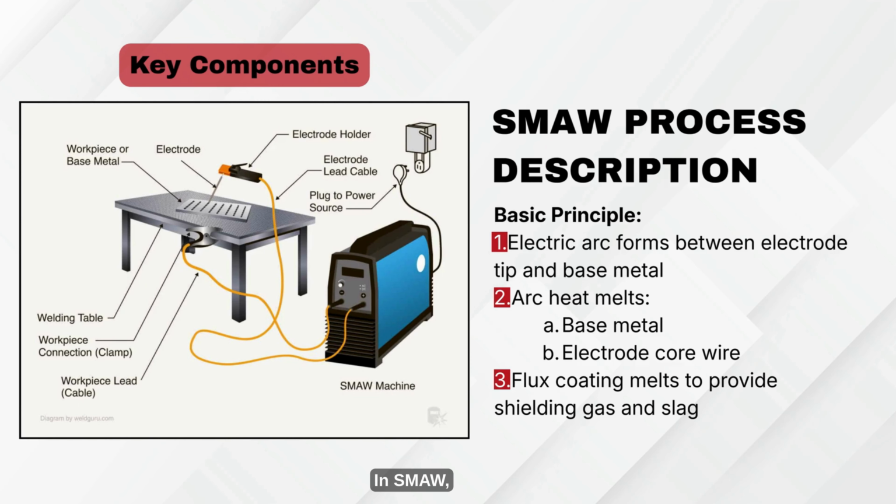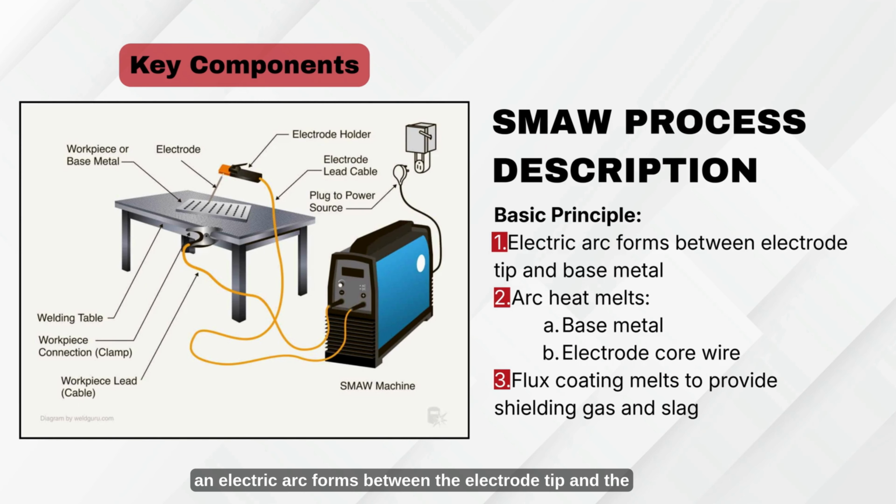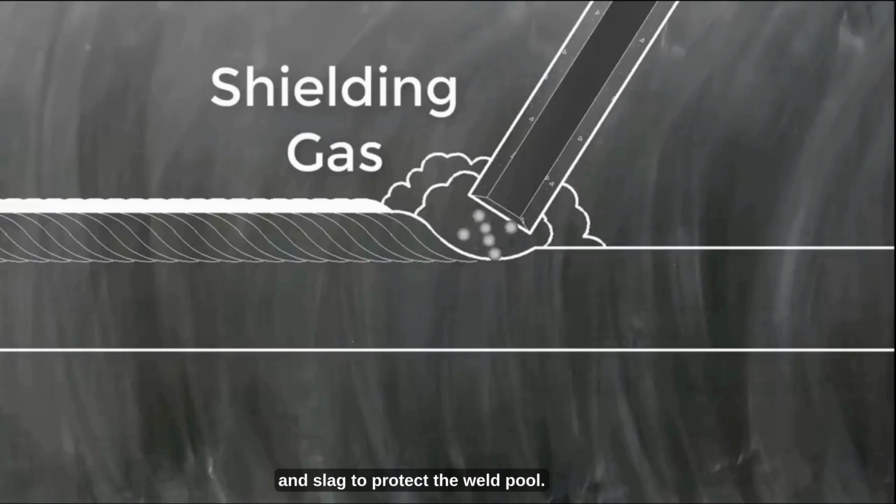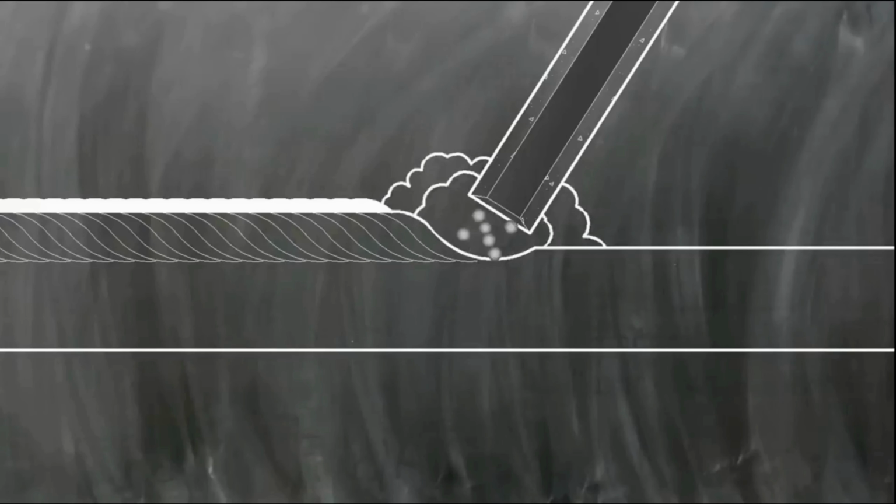In SMAW, an electric arc forms between the electrode tip and the base metal. The arc heat melts both the base metal and electrode core wire. The flux coating melts to produce shielding gas and slag to protect the weld pool.